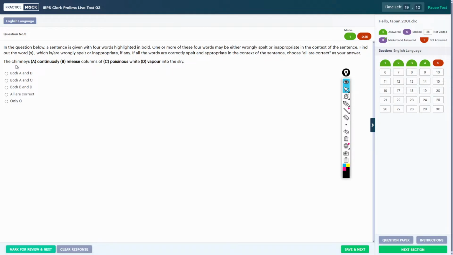The chimneys continuously released columns of poisonous white vapor. Continuously release the chimney. White vapor seems to be all right. The chimneys continuously release columns of. I think everything is correct. Okay, inappropriate word. Continuously release.